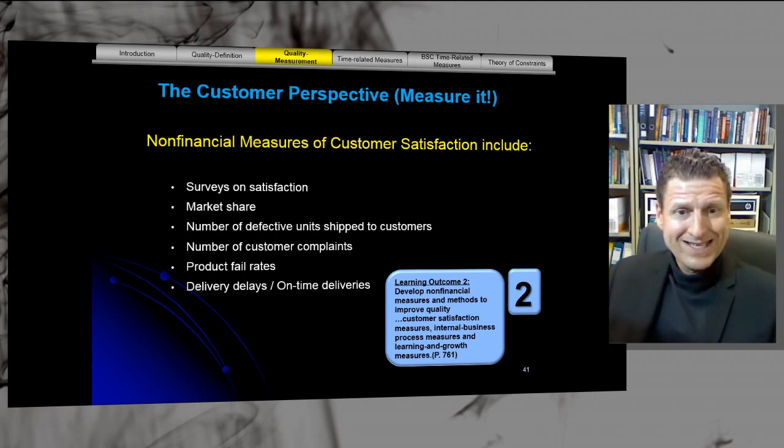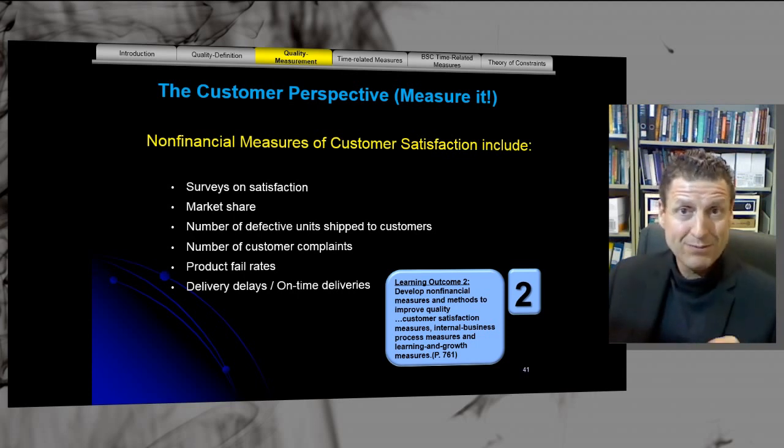Product fail rates, delivery delays, on-time deliveries. Again, some measures relate to quality: what is the percentage of good quality out of the total units shipped? And on-time deliveries have to do with time, on-time performance. One is quality performance, one is on-time performance. Remember, most organizations are either competing on quality or competing on time. That's how you beat your competition.